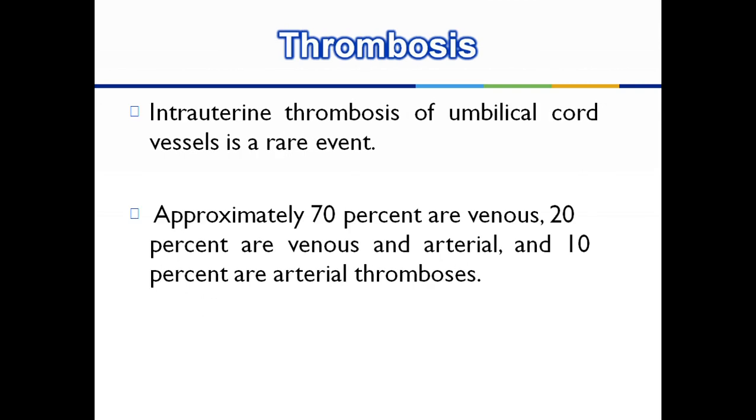Thrombosis. Intrauterine thrombosis of umbilical cord vessels is a rare event. Approximately 70% are venous, 20% are venous and arterial, and 10% are arterial thrombosis.